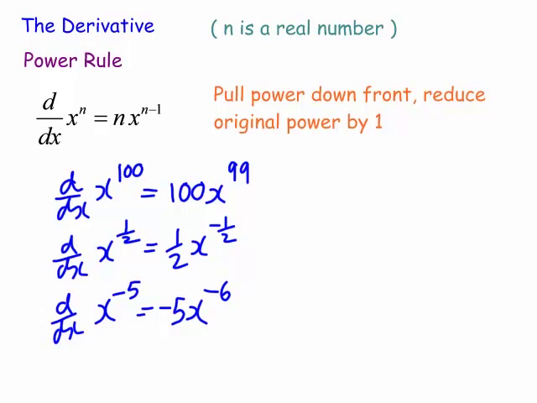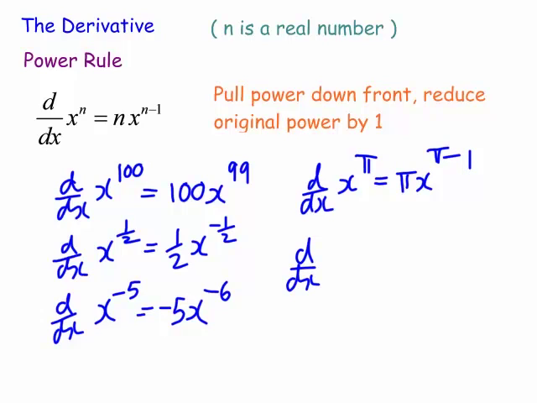Let's have a look at a few other sorts of ones. Suppose I had d dx of x to the power pi. Well, pi is a number, so it's pi x to the pi minus 1. How about d dx of x to the power e? Well, e is a number, so it's e x to the e minus 1.